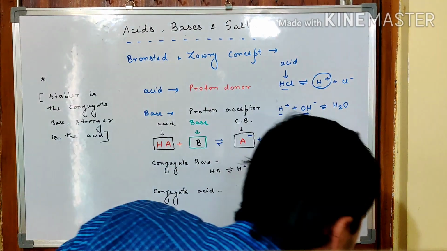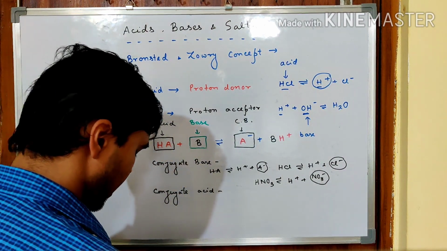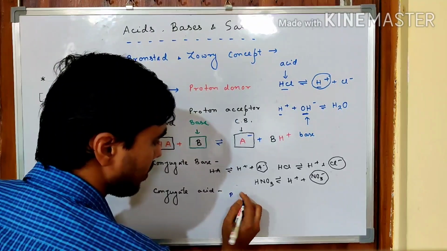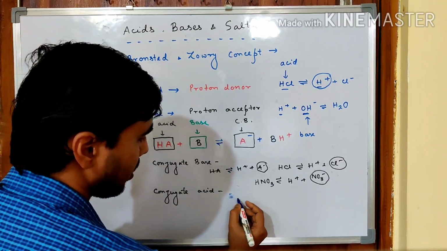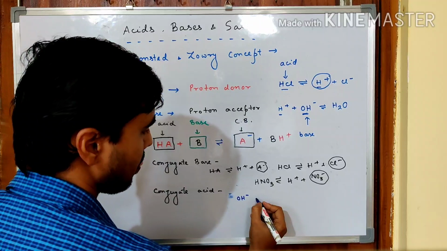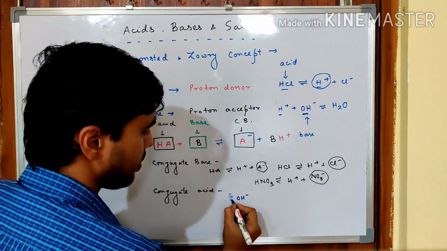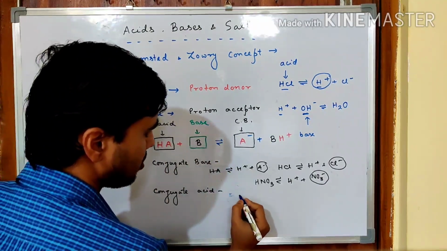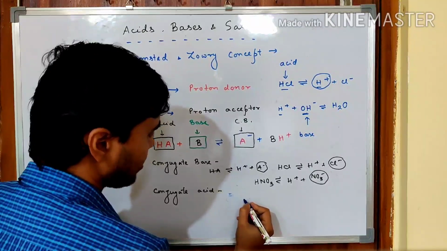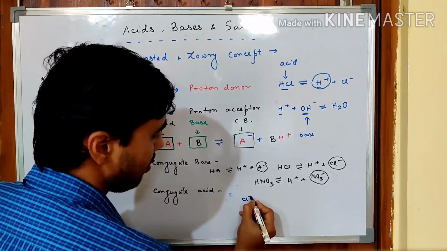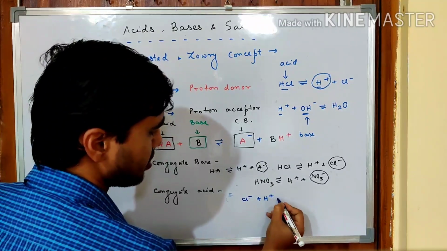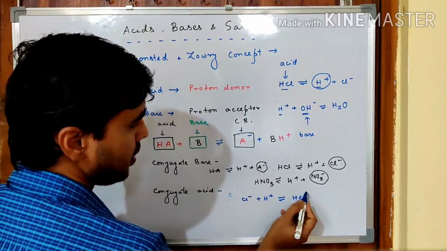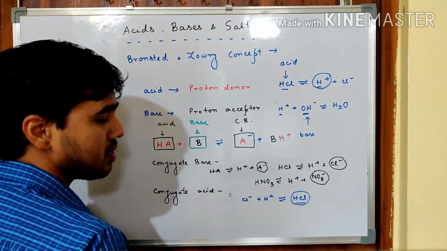Now, what is a conjugate acid? Suppose, for an example, Cl minus is taken, that is combining with H plus. Whatever forms, here HCl is formed.